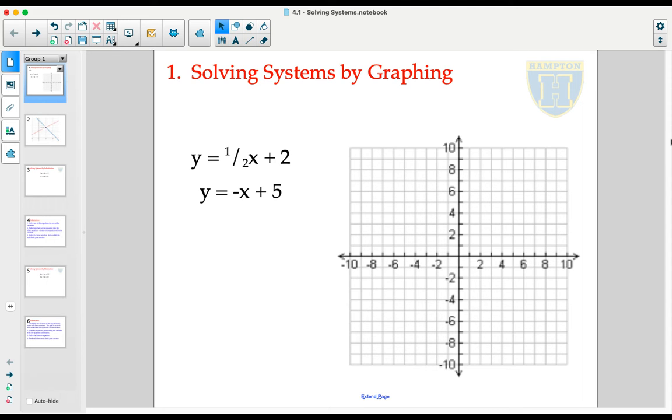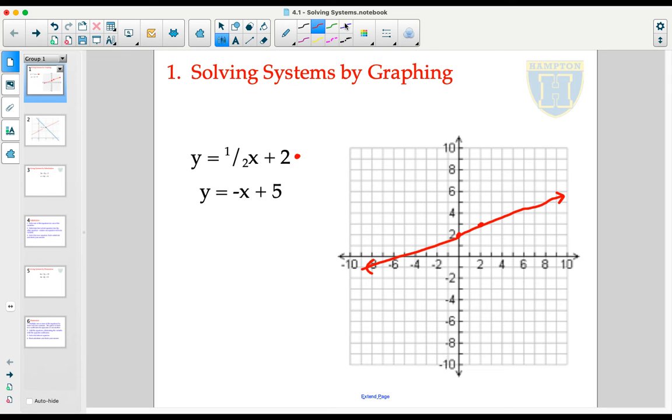the intersection point. We'll begin by graphing the first equation, y equals 1/2 of x plus 2. So we start at our intercept of 2, we follow our slope of 1 over 2. We have our next point at the point (2, 3). We connect those two dots, and we have our line.